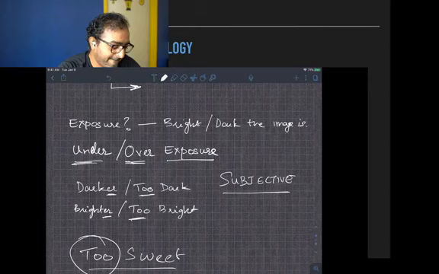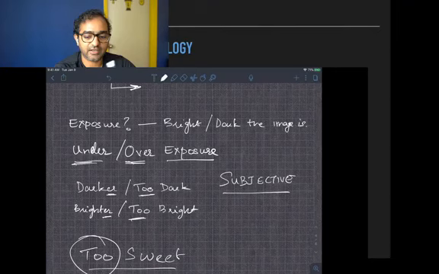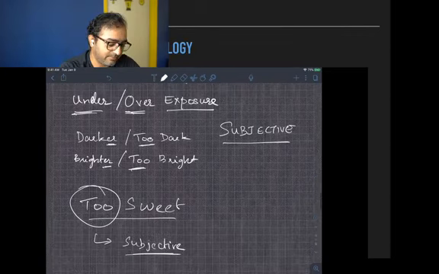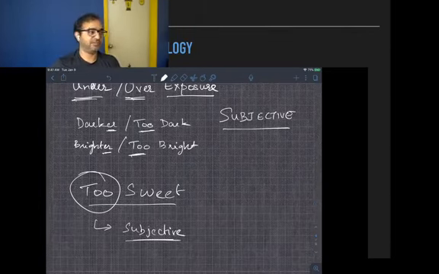So back to this. Underexposure and overexposure are subjective terms. If a photo is underexposed, it's darker than what you expect. If a photo is overexposed, it's brighter than what you expect. That's all it means, brighter or darker, versus some baseline that you set for yourself.